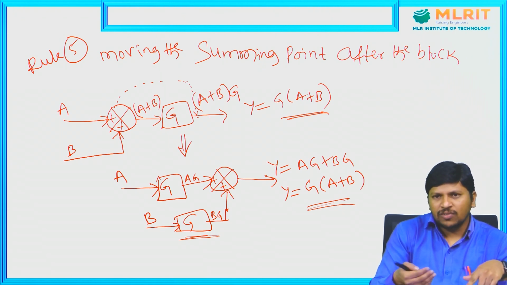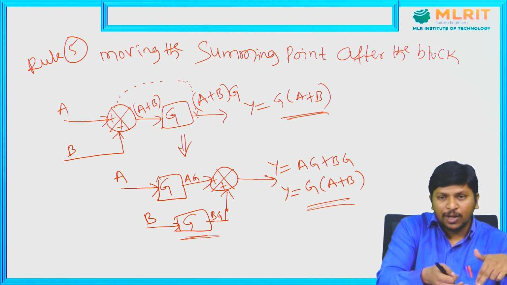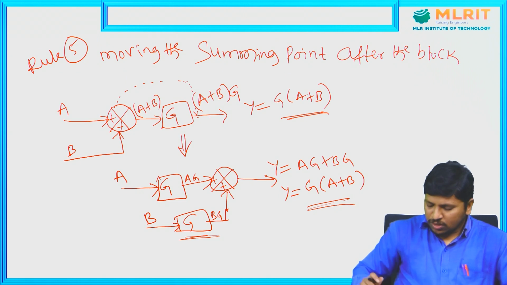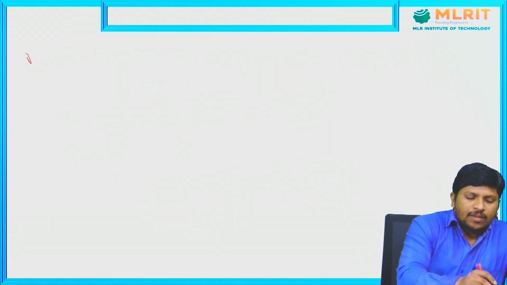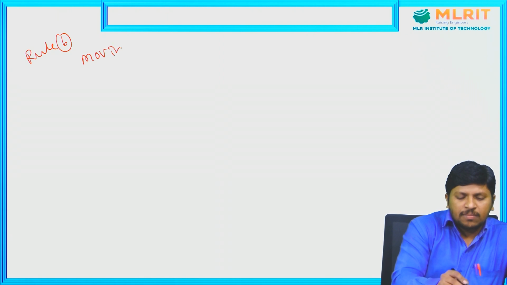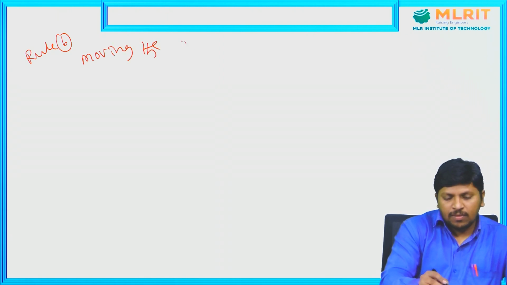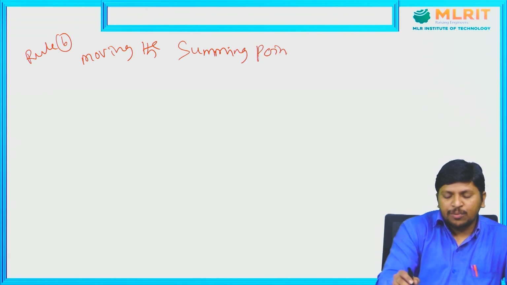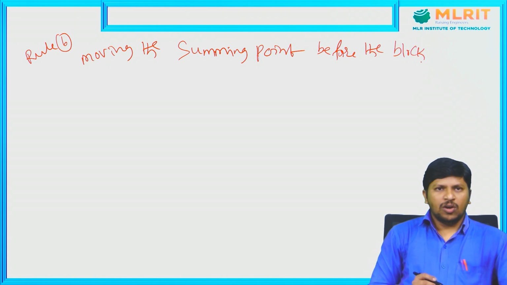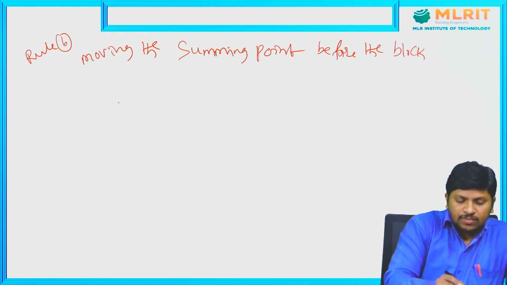Next, for a take-off point after the block, it is division: 1 divided by the block value. But for a summing point after the block, it is the same, right? Now rule 6: moving the summing point before the block. Before the block.